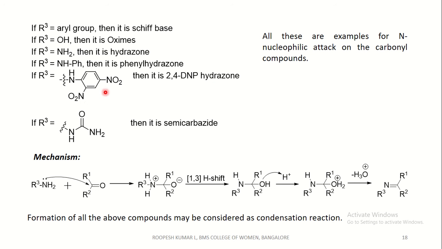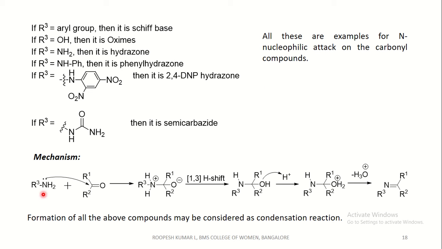That is, a 2,4-dinitrophenyl derivative. If R3 is a urea derivative, then it is a semicarbazone. All these are examples of N-nucleophilic attack on the carbonyl compounds.